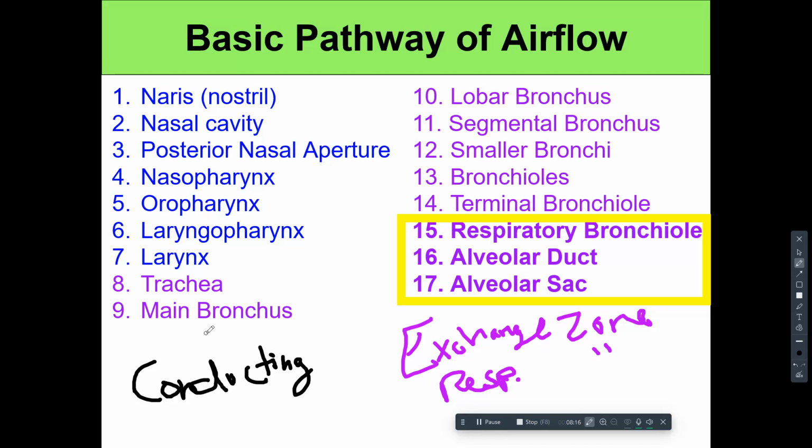So 1 through 14, nares to terminal bronchiole, that is going to be my conducting zone, where I move air, but I don't do gas exchange. Notice terminal bronchiole is the last thing at the end of the conducting zone. That's why it gets the word terminal. Then my respiratory bronchiole, my alveolar duct, and alveolar sac, those are my three components of my exchange zone or my respiratory zone where I do gas exchange.